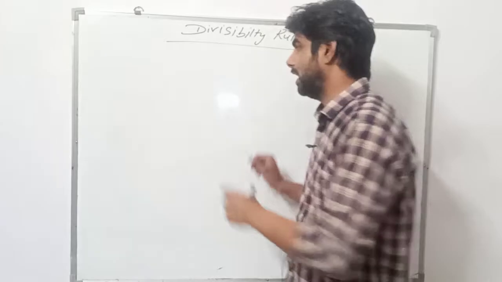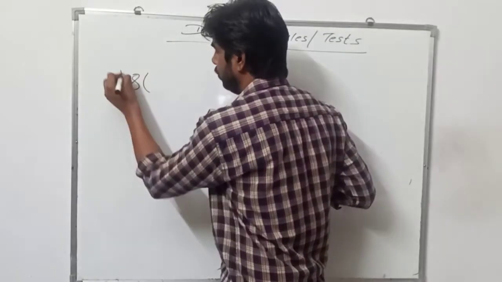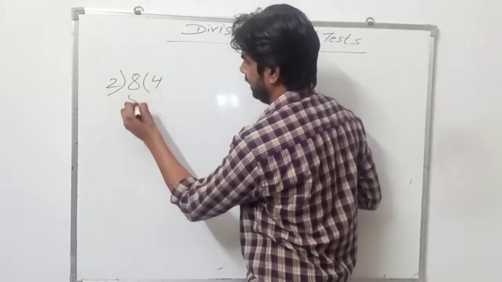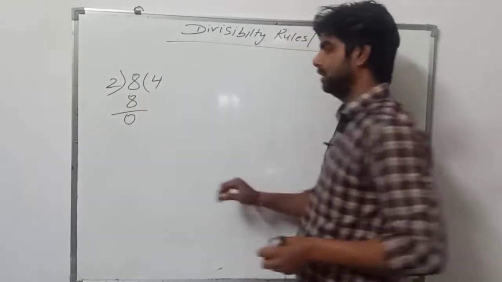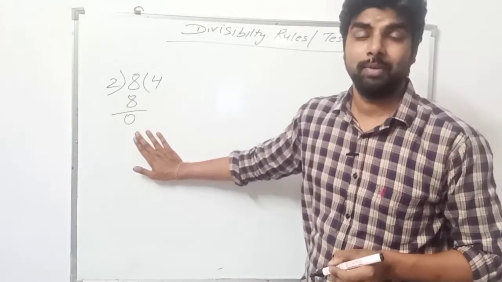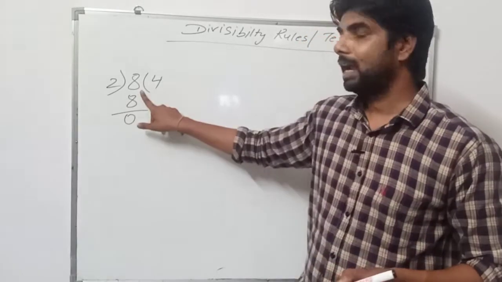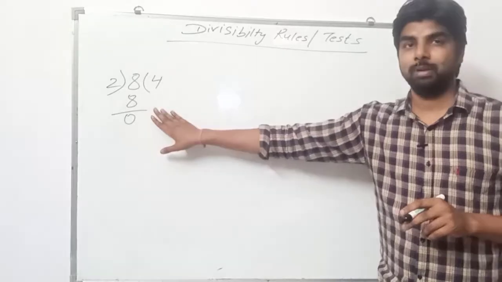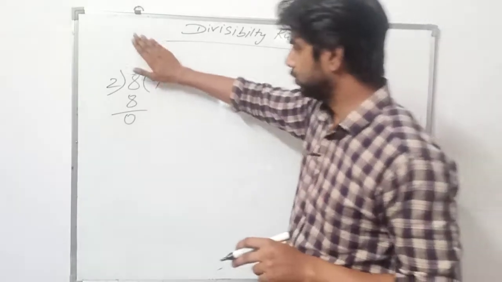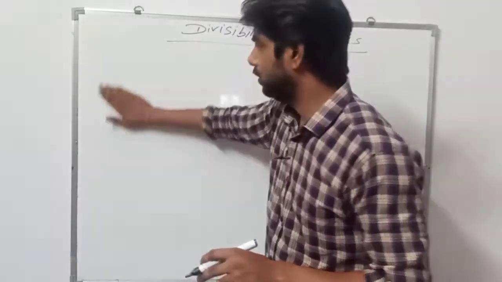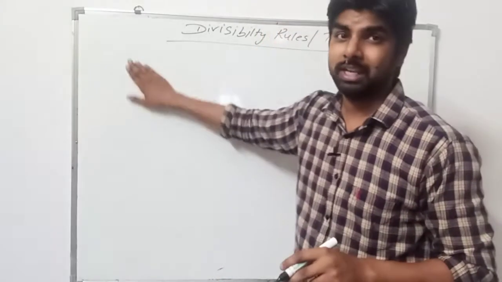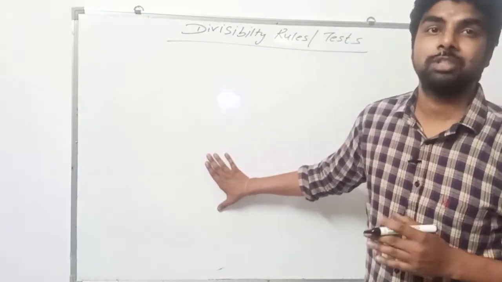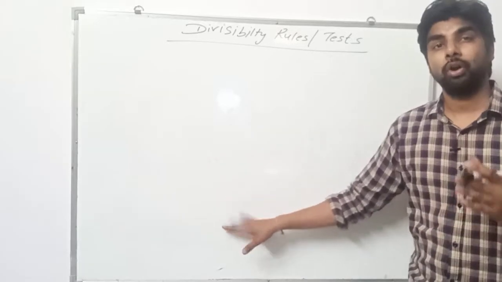Suppose we are dividing 8 by 2. So what will we get? 2 1s are 2, 2 2s are 4, 2 3s are 6, 2 4s are 8. We will get 0 as our remainder. What it means? It means 8 is fully divisible by 2. In case we don't want to solve this much, we can find out by just seeing a number whether that number is fully divisible by 2 or not.